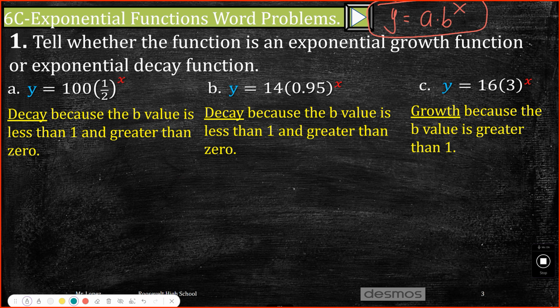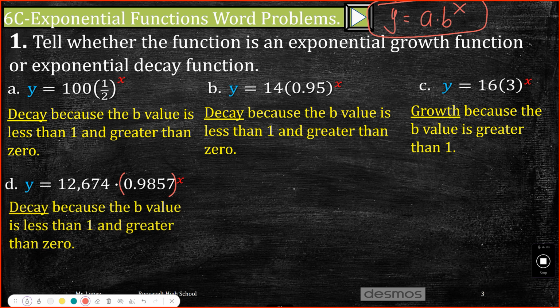Sometimes they write it like this. D is equal to that right there. And so you're like, what is what? Maybe it should have parentheses around here, like this. And then now you know what it is. The initial amount is 12,674. Is it a growth or is it decay? Decay. The answer is decay, because the b value is less than 1, greater than 0.